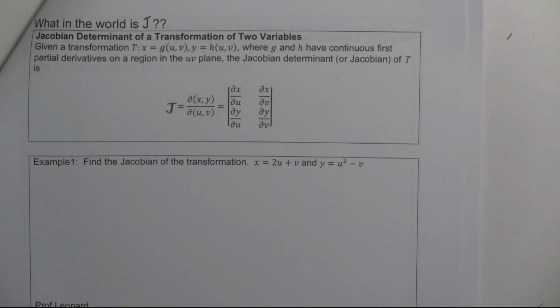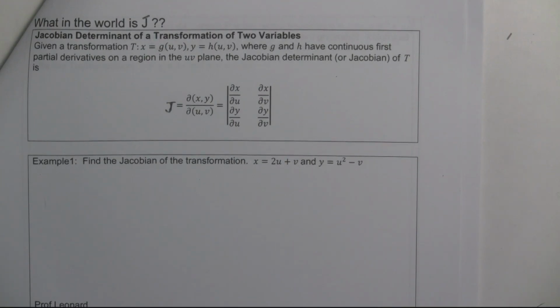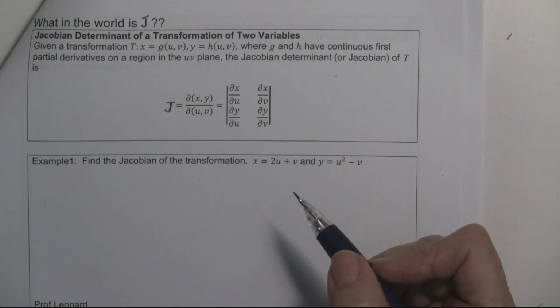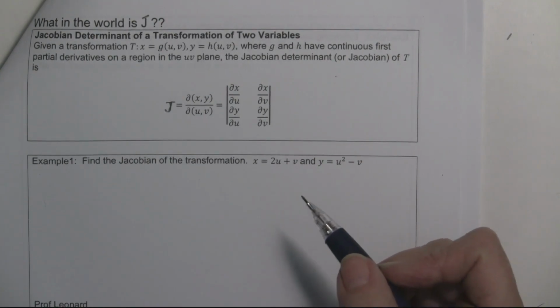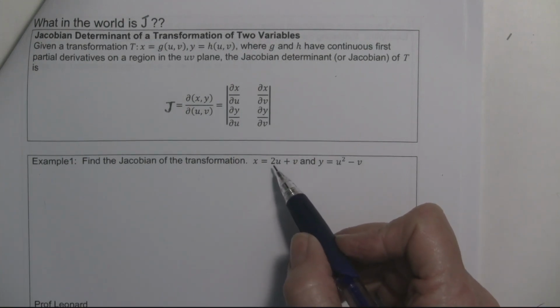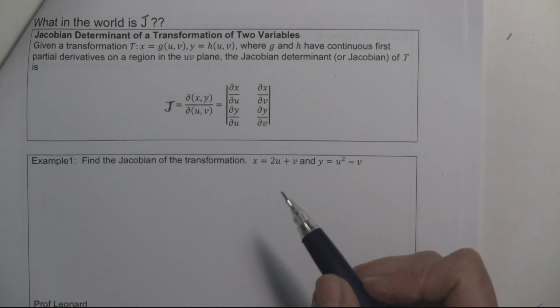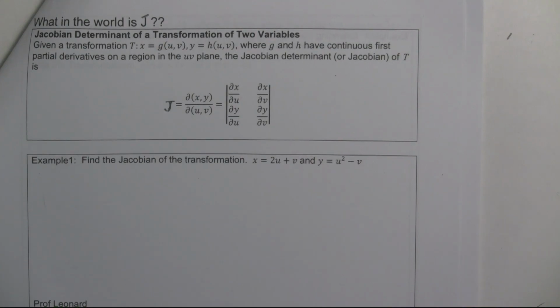And so first we're going to just practice finding the Jacobian. Then we're going to go and do the whole thing. We're just going to do the part out of context. So let's say that we had some double integral that we were trying to find, and we wanted to make a transformation, and we were going to let x be 2u plus v, and we were going to let y equal u squared minus v.